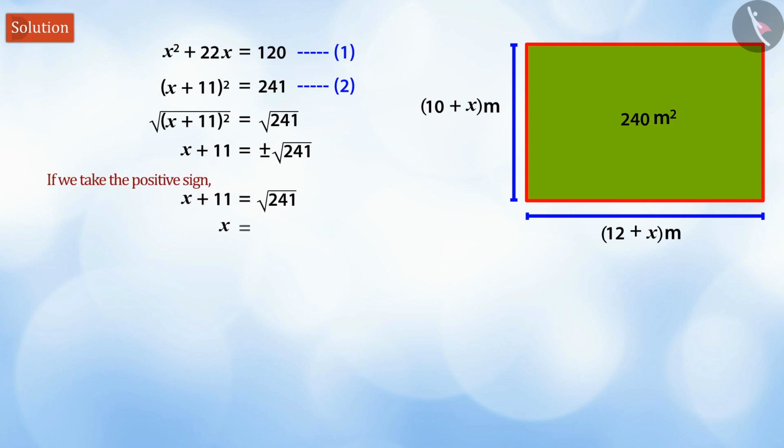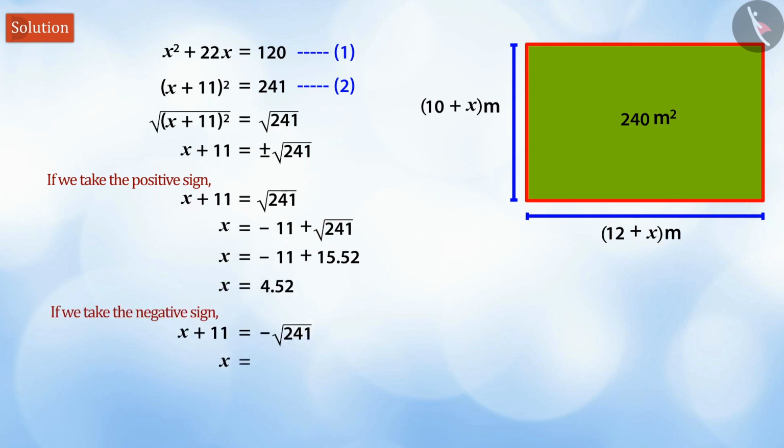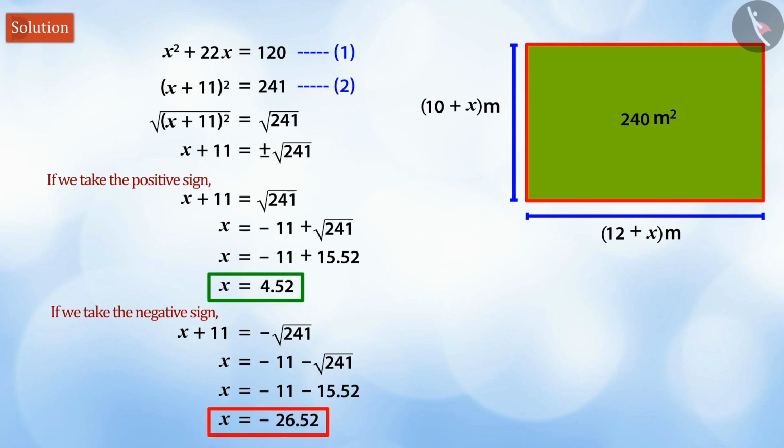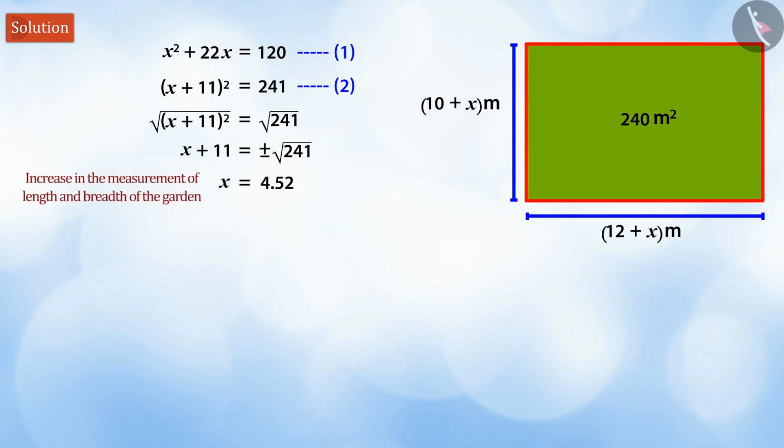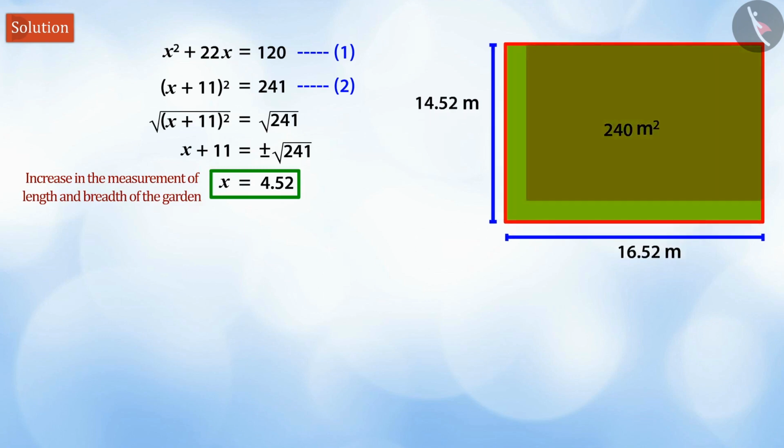Thus, if we take the positive sign, the value of x will be 4.52. And if we take the negative sign, the value of x will be minus 26.52. Here, we get two values of x. However, dimension of the garden cannot be a negative value. Therefore, the increase in the measurement of length and width of the garden will be 4.52 meters.